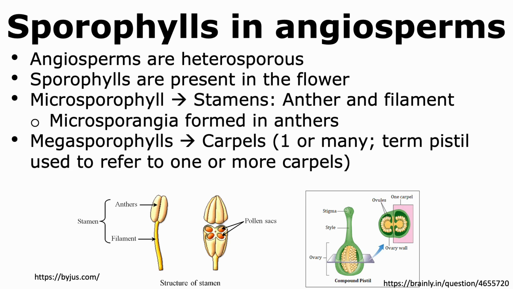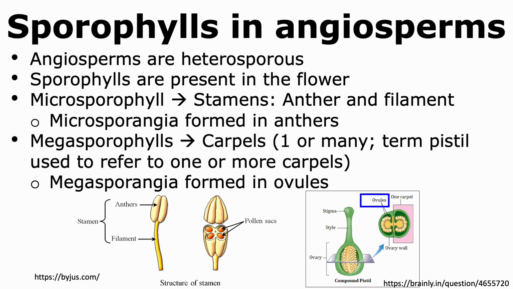The megasporophyll is the carpel of the flower. The carpel can also be called the gynoecium of the flower, and it can also be called the pistil. A pistil is normally used to refer to one or more carpels. When we look at the composition of the carpel, it has a stigma, which is at the apex, followed by a stalk-like style, and a bulging ovary. Within the ovary, ovules are formed. Ovules are where the megasporangia are.